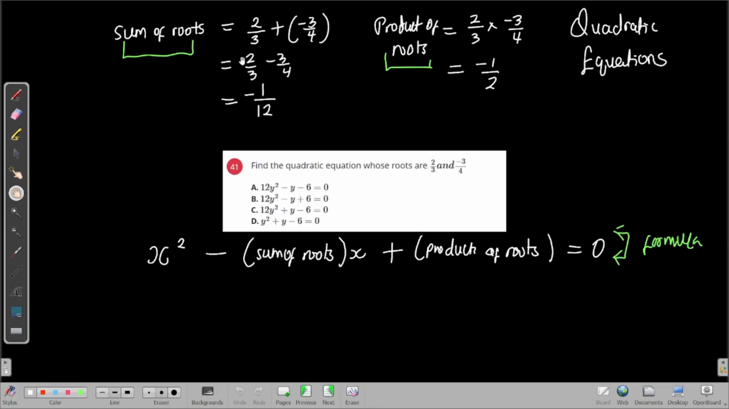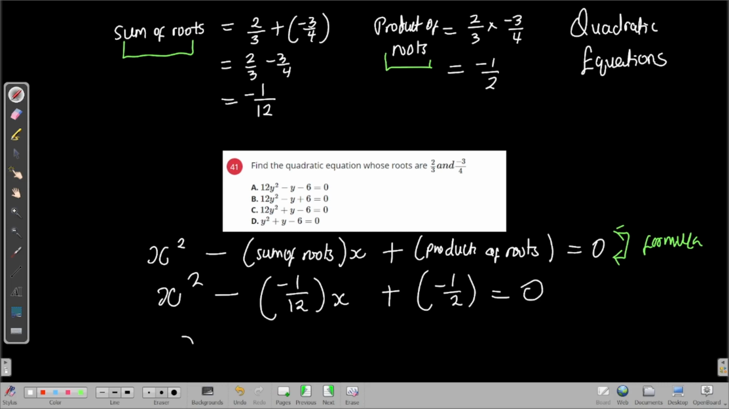Add your roots, because in factorization, we're starting from the equation we factorize. But in this kind of question, we're starting from the roots, and then we'll form the equation back. So you add the roots, you multiply the roots. So x squared minus, what's our sum? x, also our product, is equal to 0. So this is x squared plus 1 over 12 x minus 1 over 2.